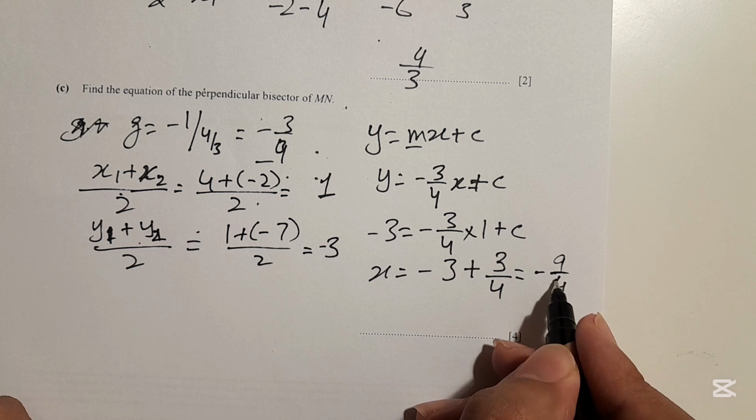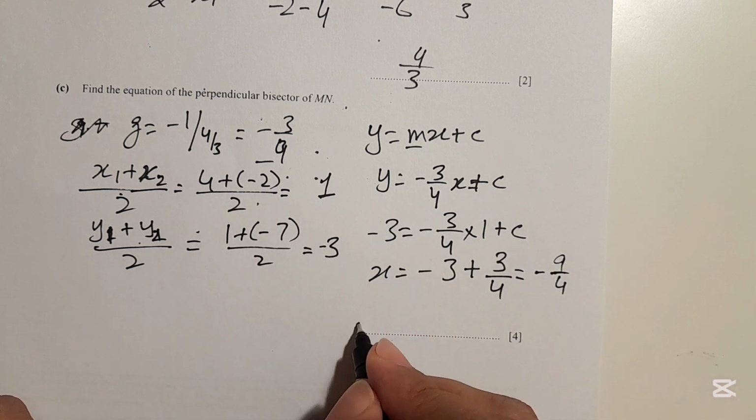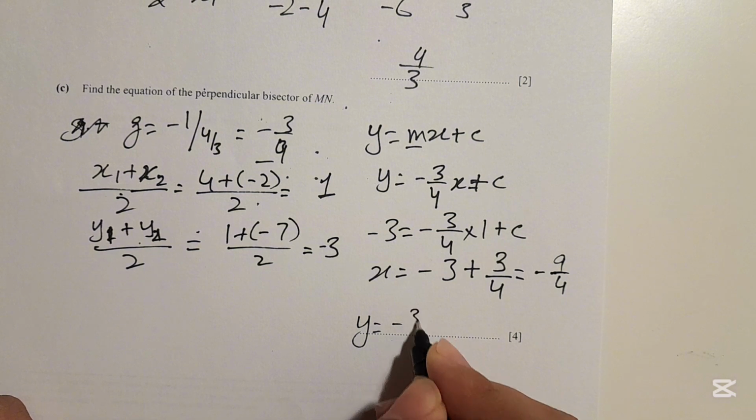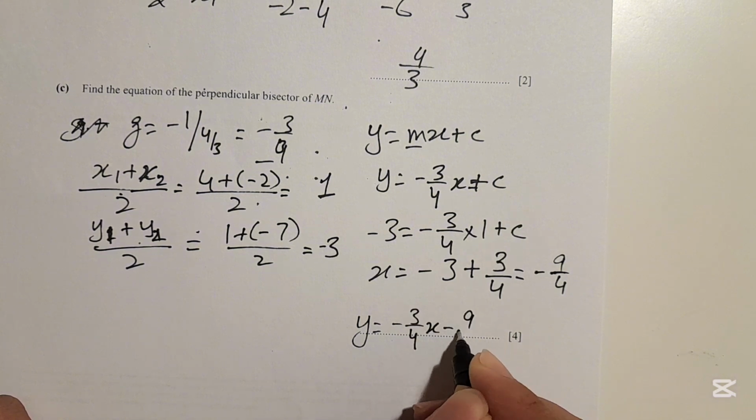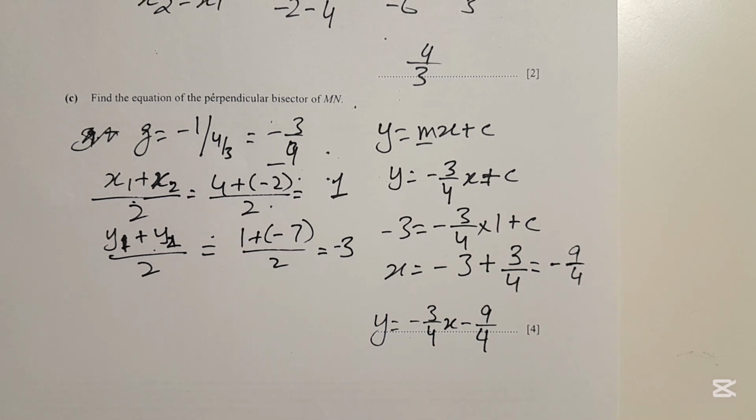We have the value of c and the gradient, which is minus 3 over 4. So y is equal to minus 3 over 4 x minus 9 over 4. So this is the final answer for part C, and this is how we will be doing part C of question 11.